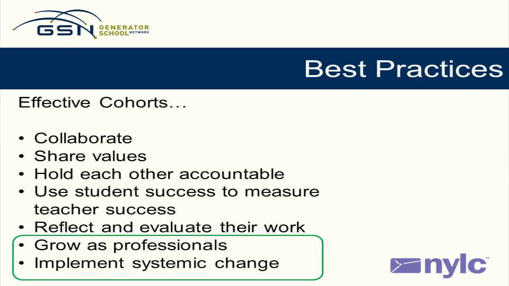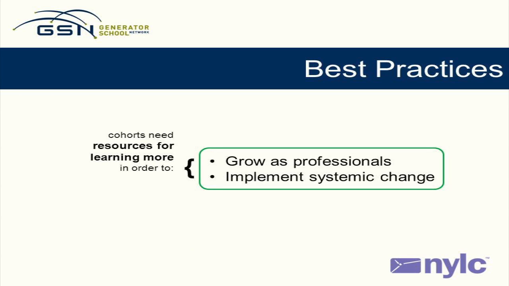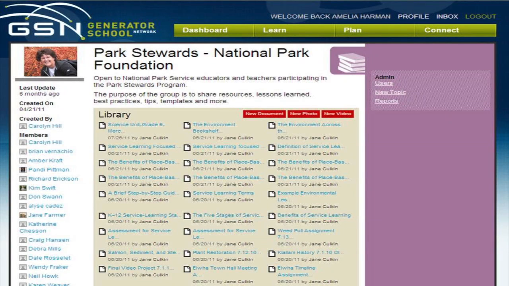And then the last set of best practices, bringing together a long list, was to grow as professionals and implement systemic change. And we see that as needing resources for learning more. And there's a lot of resources right now, but the Generator School Network is one great way to combine those resources together. And this is an example from the Park Stewards Program, which is part of the National Park Foundation.